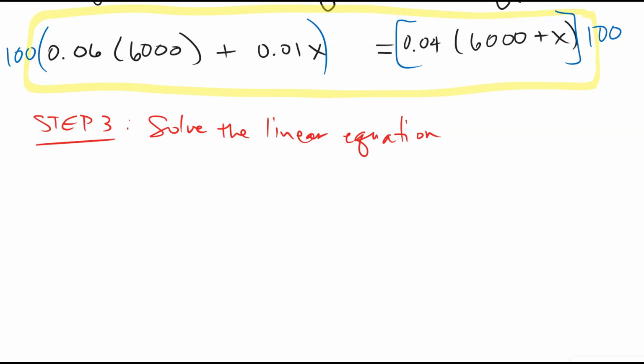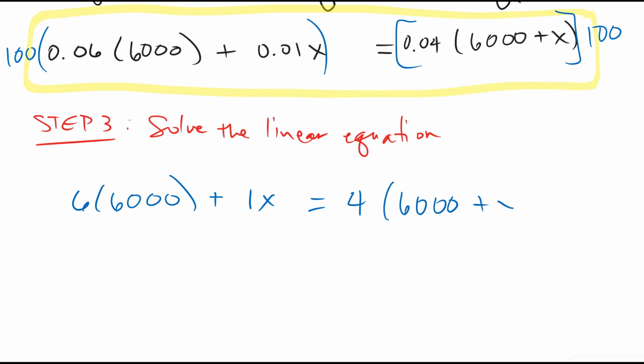So on the left, I get 6 times 6,000. On the right, I get 1 times X. And now on the right-hand side, 0.04 times 100 is 4. And then 6,000 plus X.